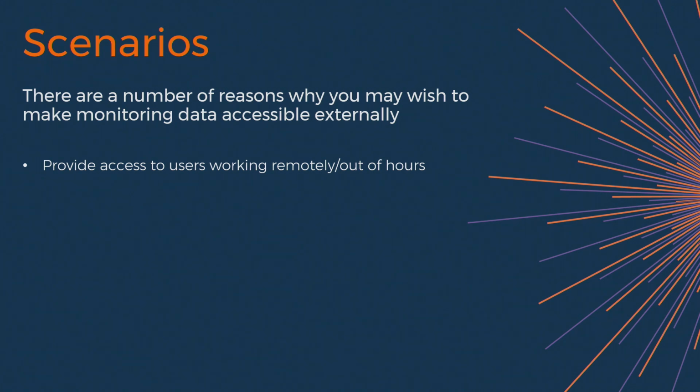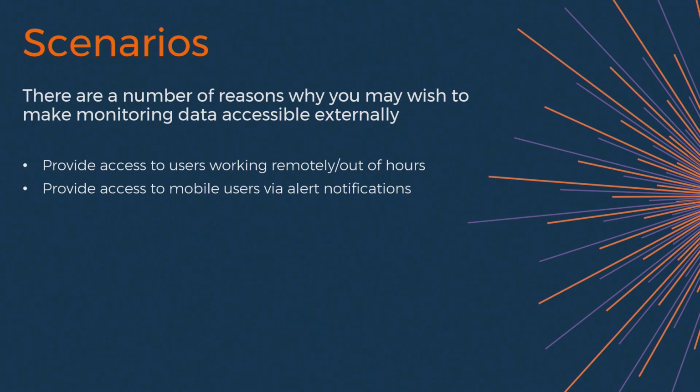And the last thing those guys need to do is be fumbling with VPN tokens. Oh, my VPN account's locked out. I need to drive to the office, all that kind of thing. That's a problem. You need to get people responding quickly. So providing access to remote workers or out of hours workers is a really key scenario. The second one that's important and isn't necessarily obvious is providing access to mobile users.